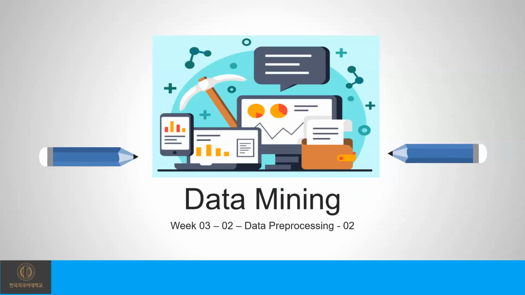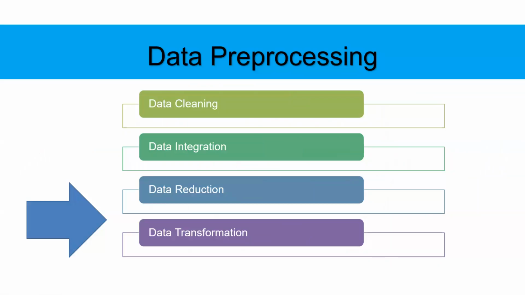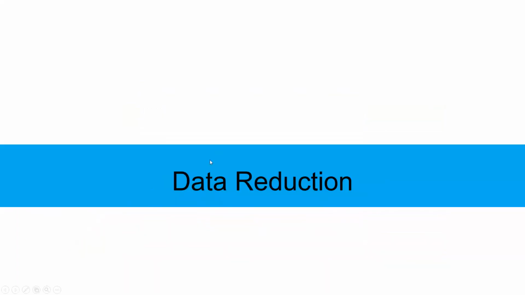Last week we finished the data preprocessing 01, and now we are entering the data preprocessing 02. So in the first part of the data preprocessing, we learn the data cleaning and data integration. Now in this section, we will learn the data reduction and data transformation. What are they? Data reduction.